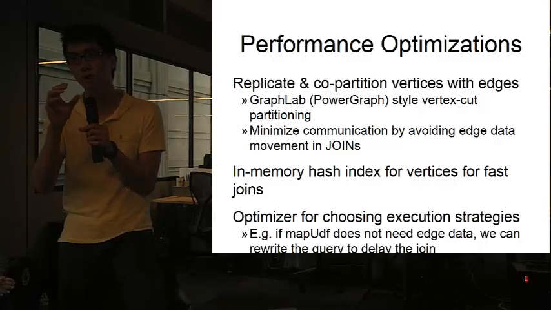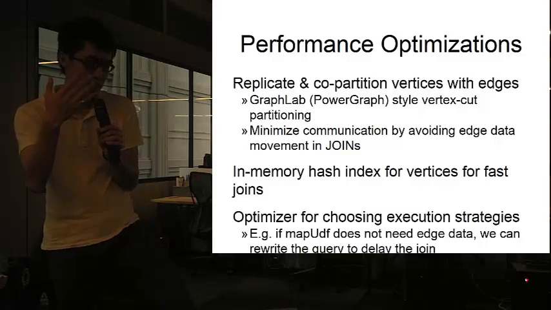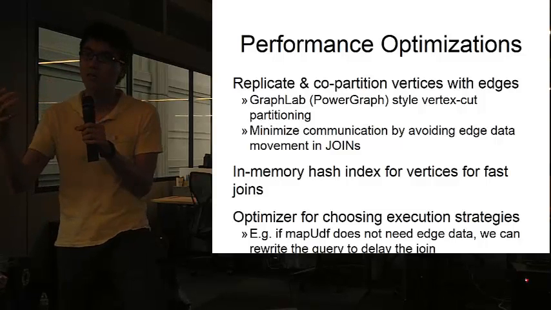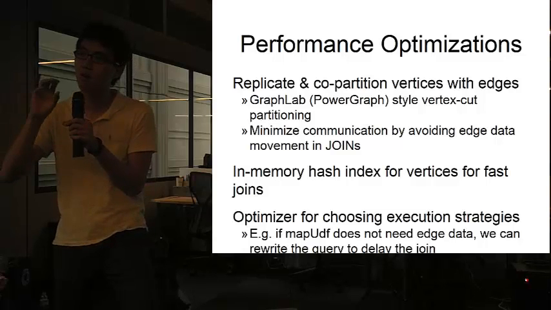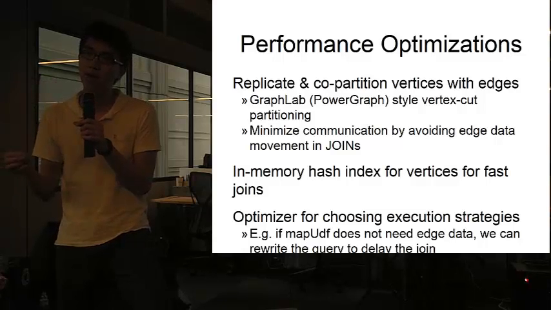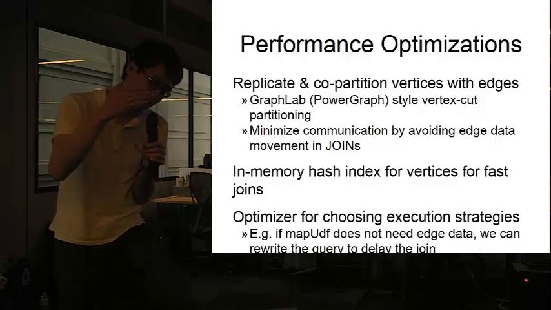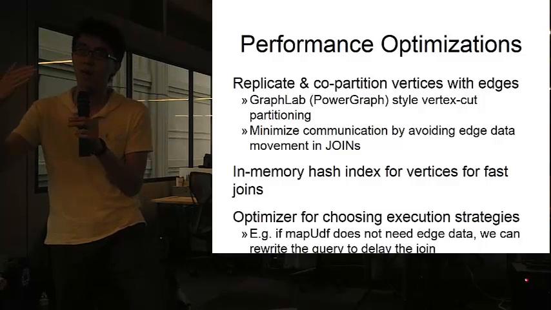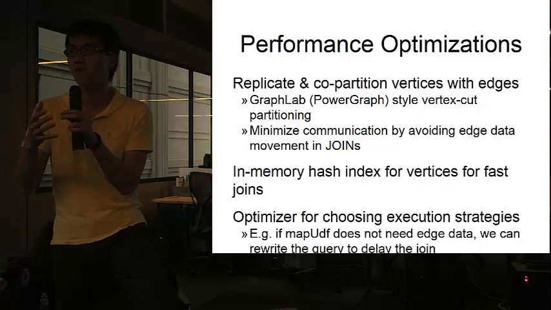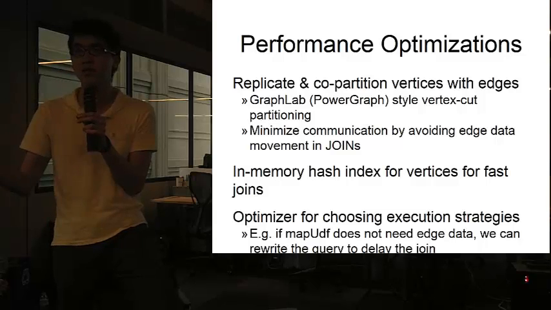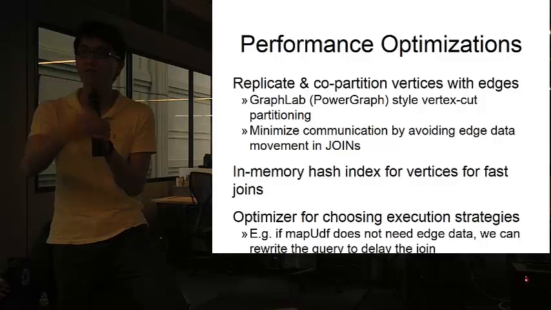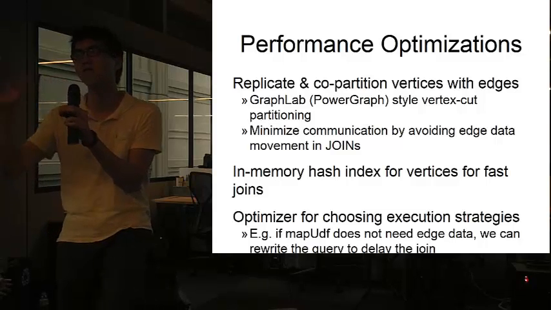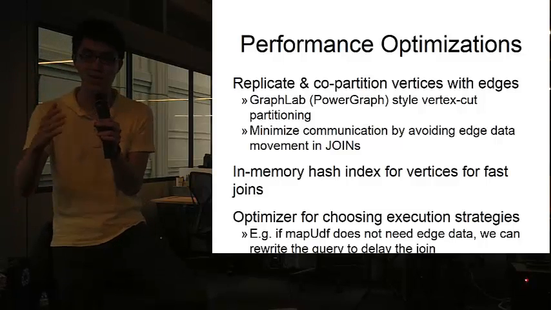For example, if I'm not accessing my target in my aggregate neighbors, I can skip replicating all the vertices. Sorry, I can replicate only half of the vertices instead of replicating all the vertices. So instead of replicating both my source and destination to all the partitions that have edges on them, I can replicate vertices only to partitions that have edges that only have a destination.